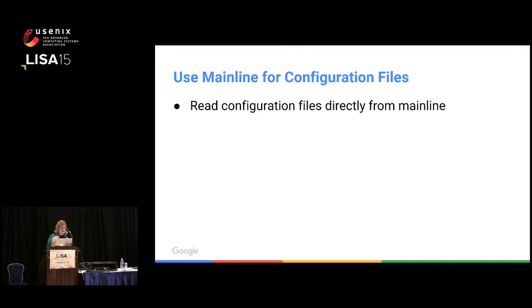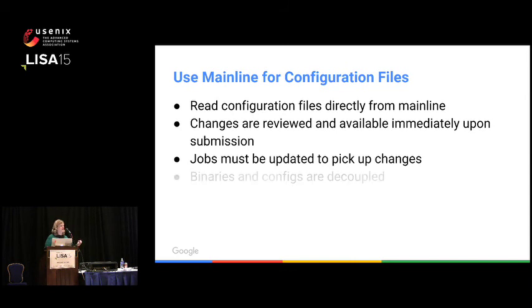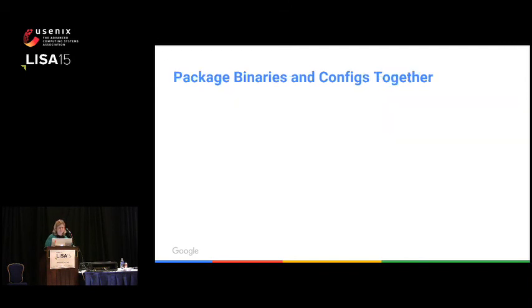You can put configuration files directly in the mainline and read them from there. This has the advantage that changes are available as soon as they're submitted. It has a disadvantage that you have to update the job to pick up the changes. And you can end up with a skew, because if all the jobs don't get updated, you may not realize that, and so you have some jobs that are behaving differently because they didn't get the new change. But we do this a lot. And the binaries and configs are decoupled, so they can have different release cycles.